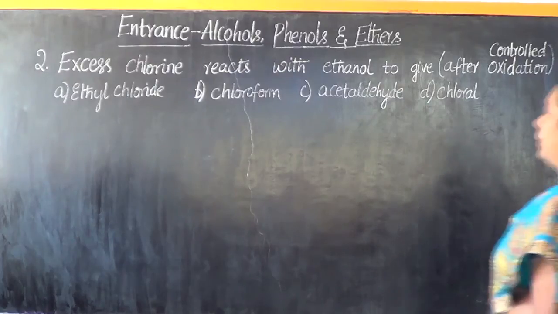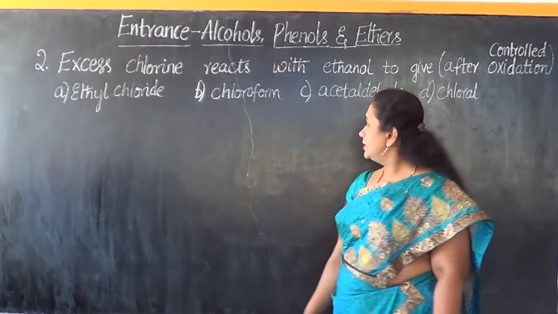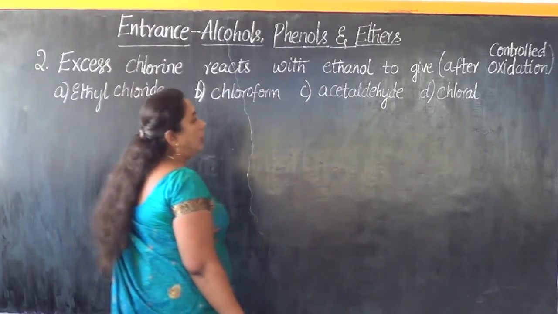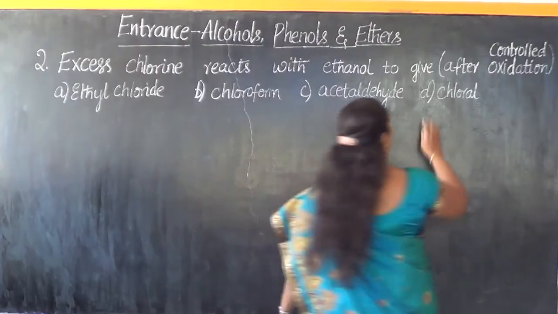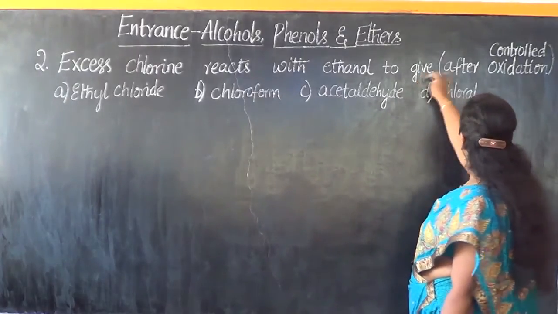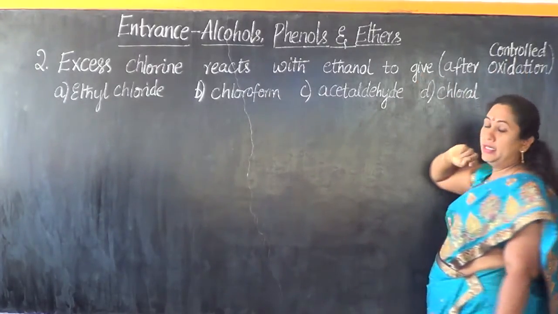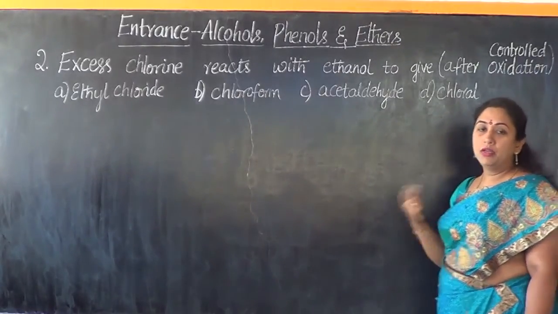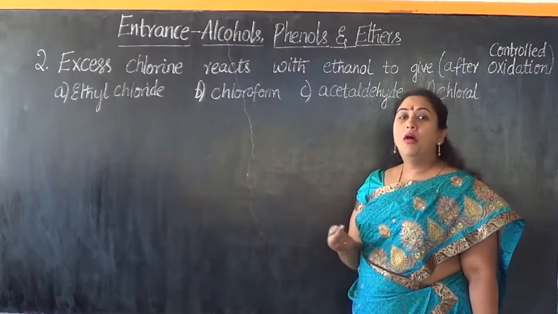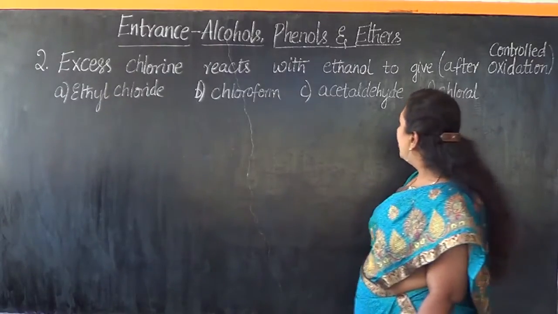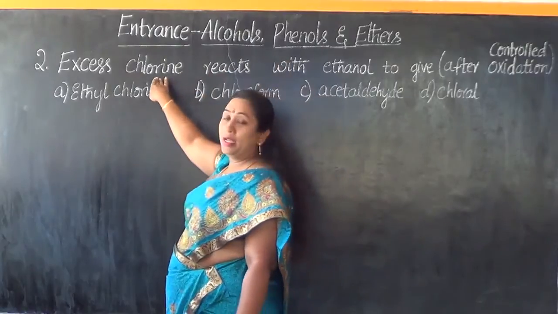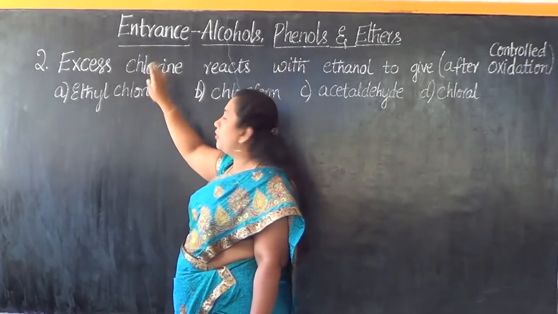Let's look into question number 2. Excess chlorine reacts with ethanol to give... After what is it reacting to give? After controlled oxidation. After ethanol is subjected to the process of controlled oxidation, what is the product that is obtained once the oxidized product of ethanol is treated with excess of chlorine?